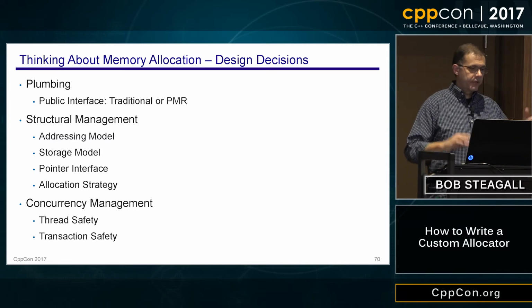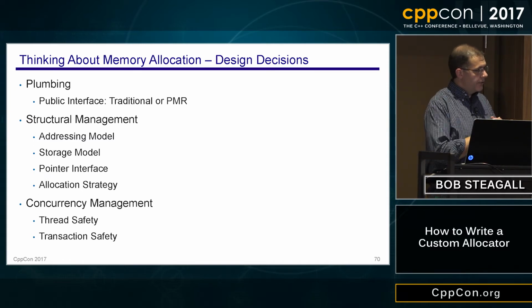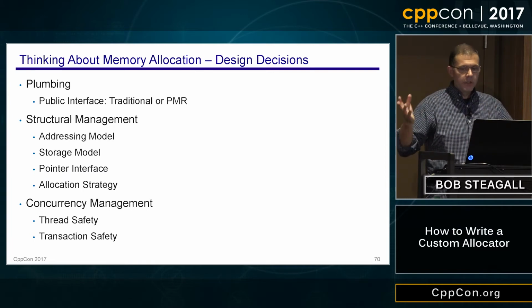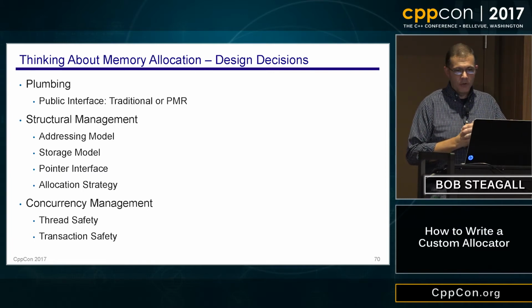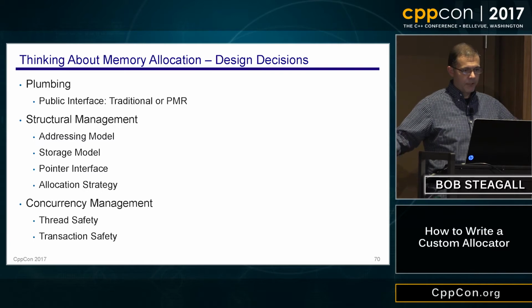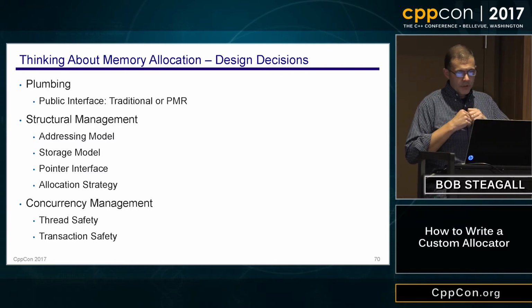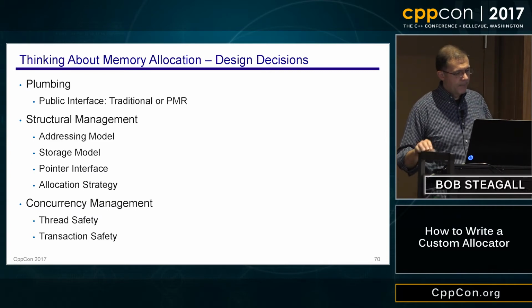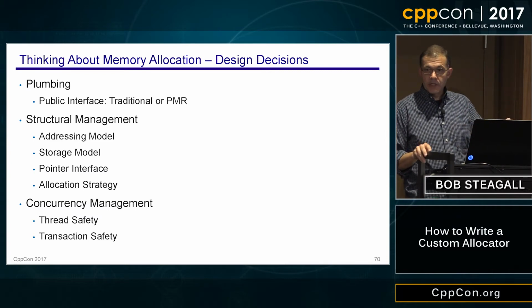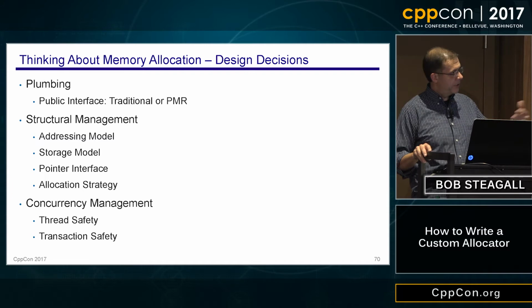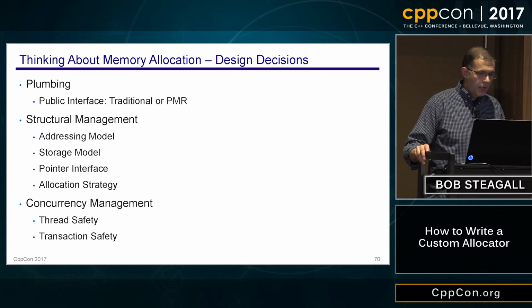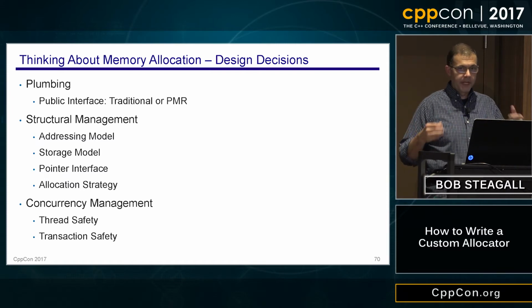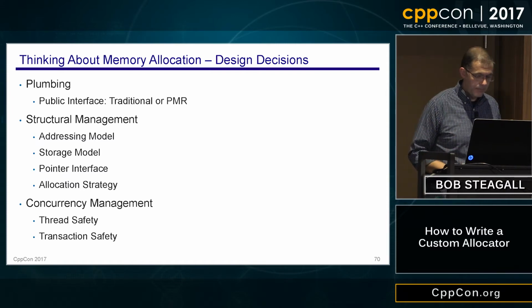Structural management for your allocator. In any case, you need to think about the addressing model, the storage model. How do you dereference data? The storage model: where am I going to get my memory from? Is it sbrk? Is it mmap? Is it some other function? What's my big source of raw memory? The pointer interface. Am I using natural pointers or some sort of synthetic pointer that implements my addressing model? In the case of PMR, addressing model and pointer interface, they're fixed for you. They are T star. There's no real decision to make there.